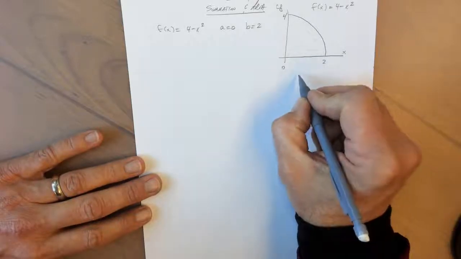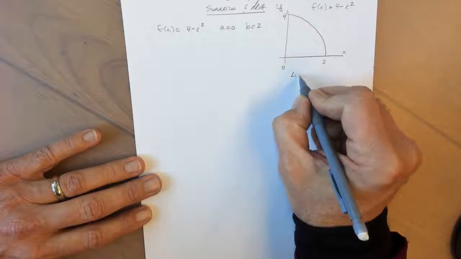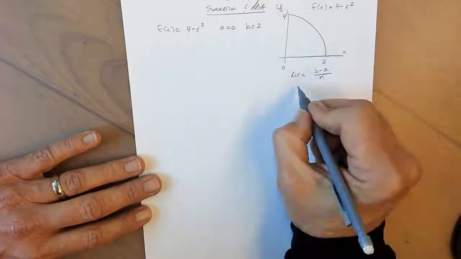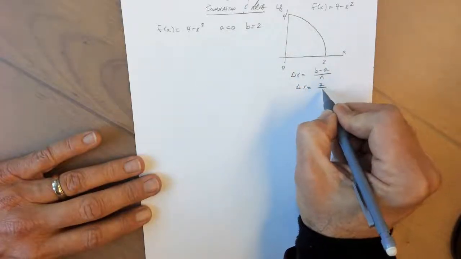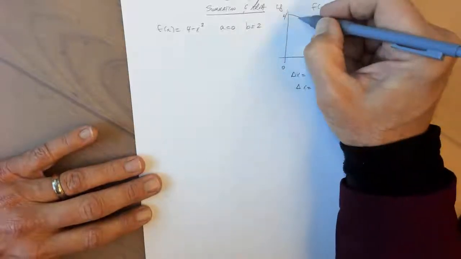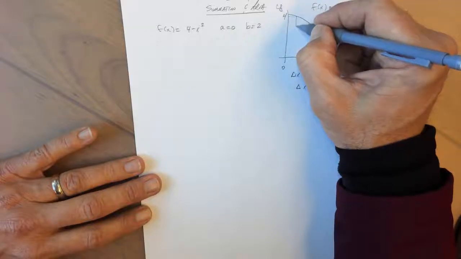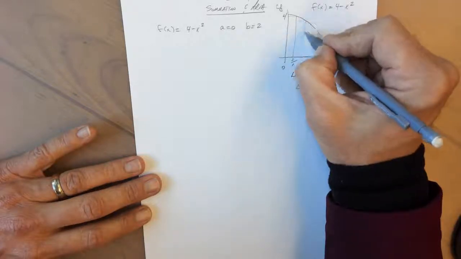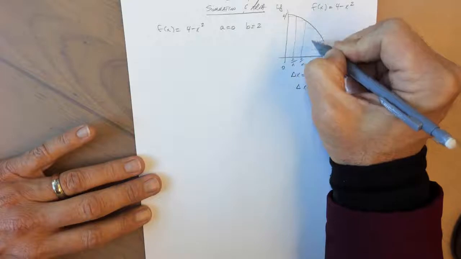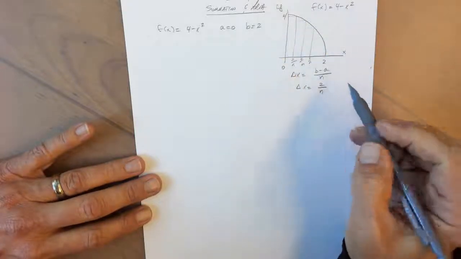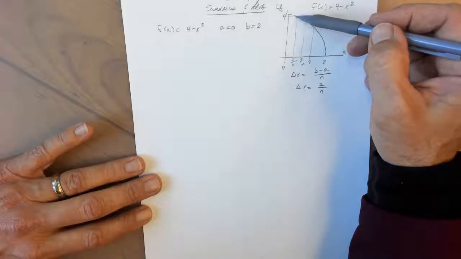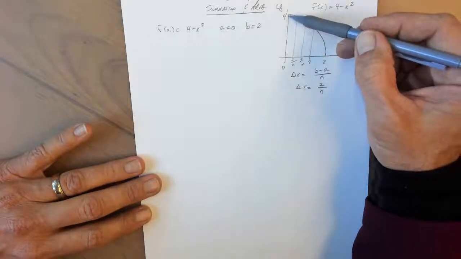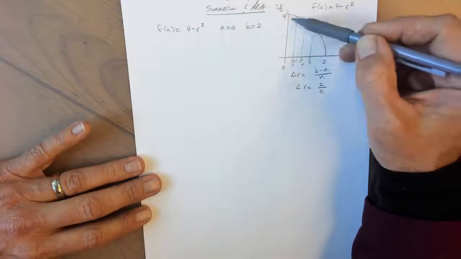So one of the things we need to do is determine the width, and you may recall that delta x is b minus a over n. We're going from 0 to 2, so delta x is 2 minus 0 over n. And so here's the idea: the first right endpoint would be 2 over n. The next right endpoint would be another 2 over n, and the next another 2 over n, and so on. What we want to do is find the height at each one of these right endpoints multiplied times the width.